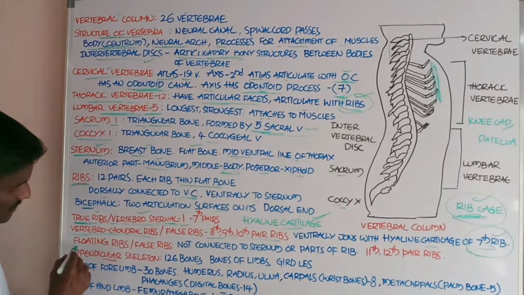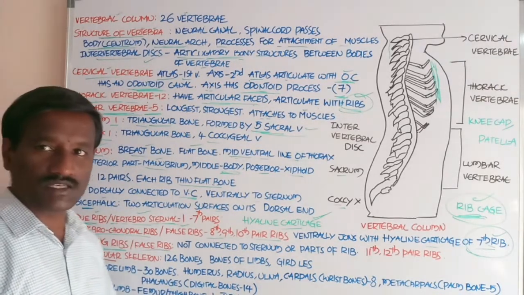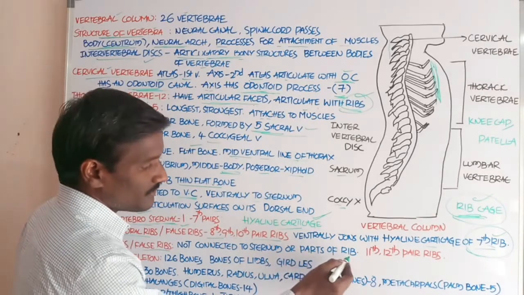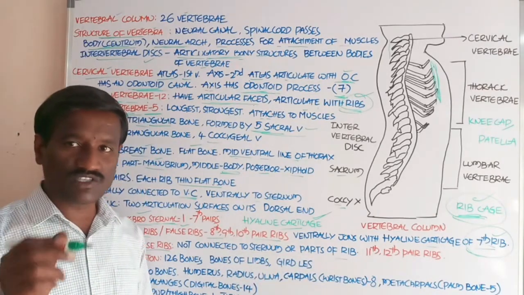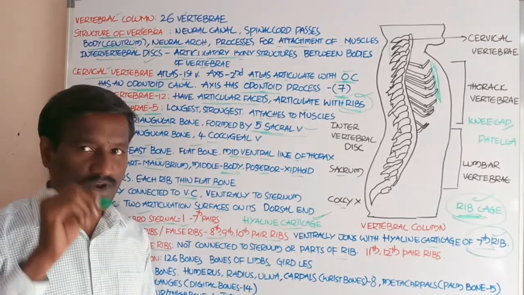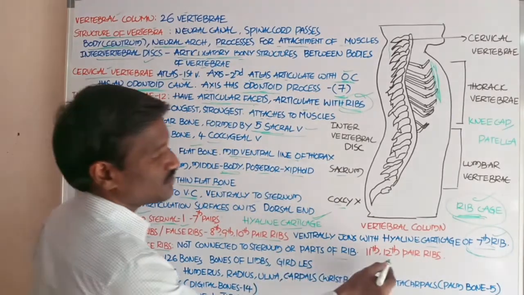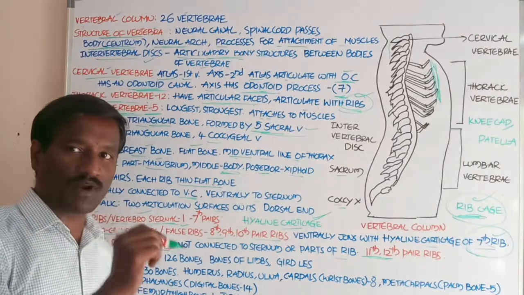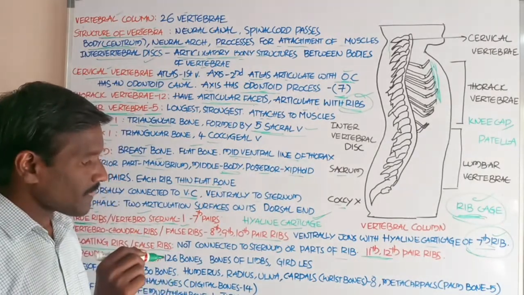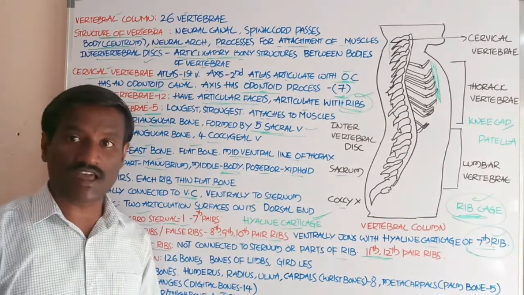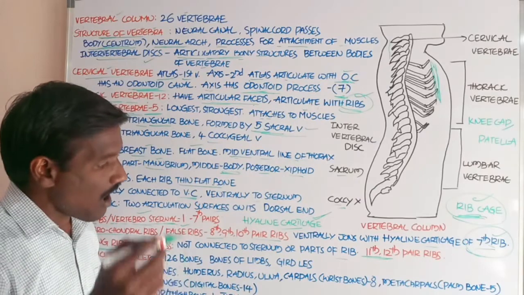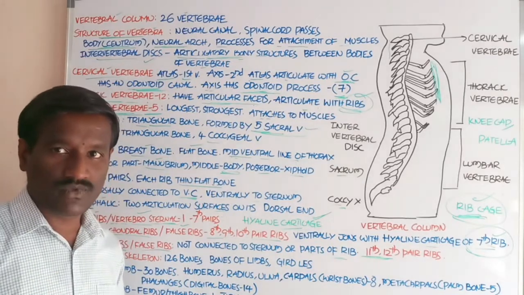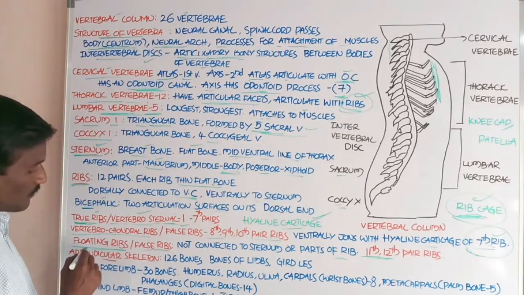Next, floating ribs are also called false ribs. These are not connected to the sternum or parts of a rib. These are dorsally attached to the vertebrae of the vertebral column. Okay, student, 11th to 12th pair ribs dorsally attach to the vertebrae of the vertebral column, but these are not connected to the sternum, or any part of the rib, and also not connected to the hyaline cartilage of a rib. So these ribs are called floating ribs.